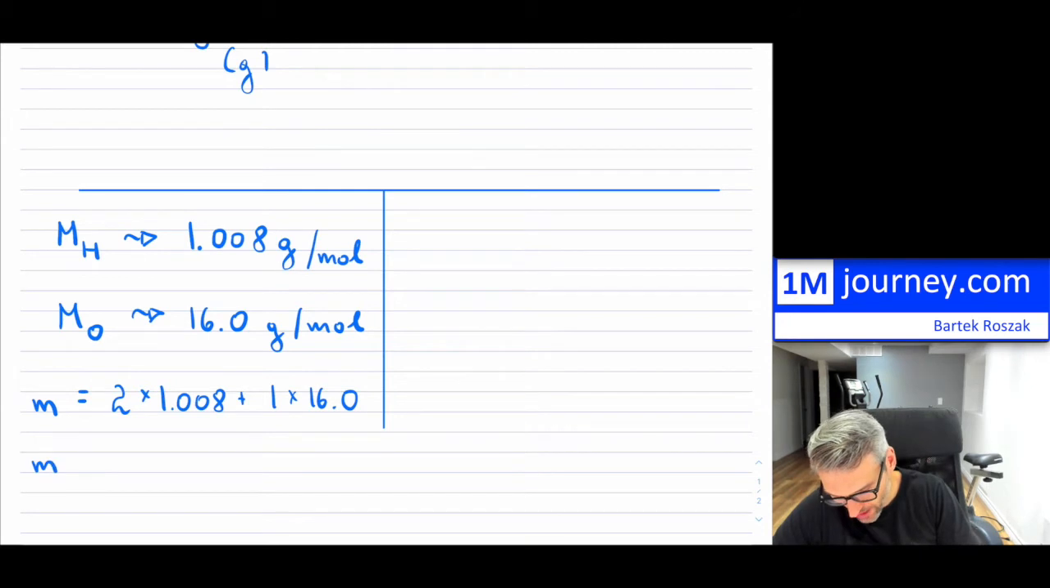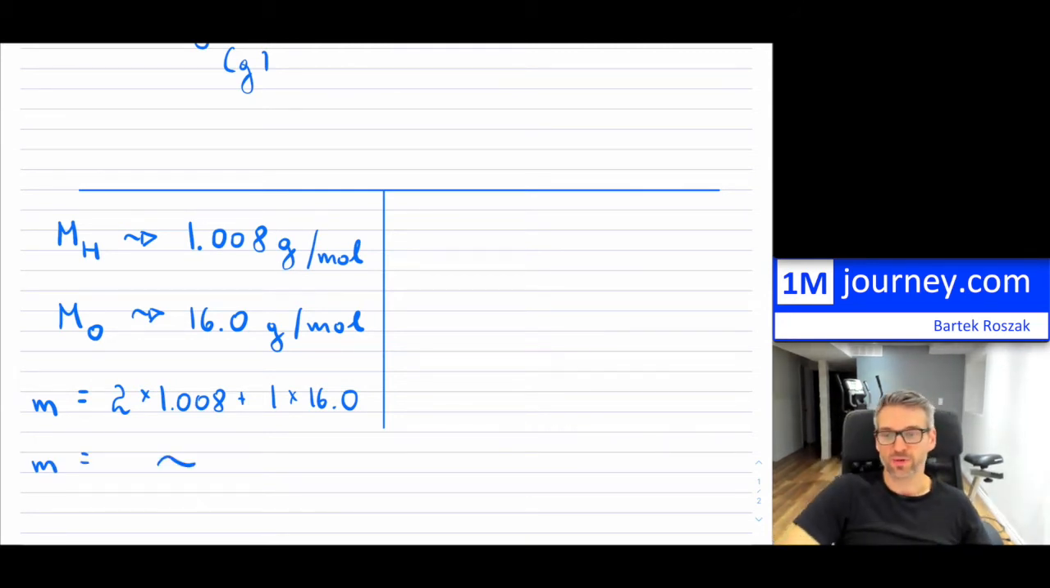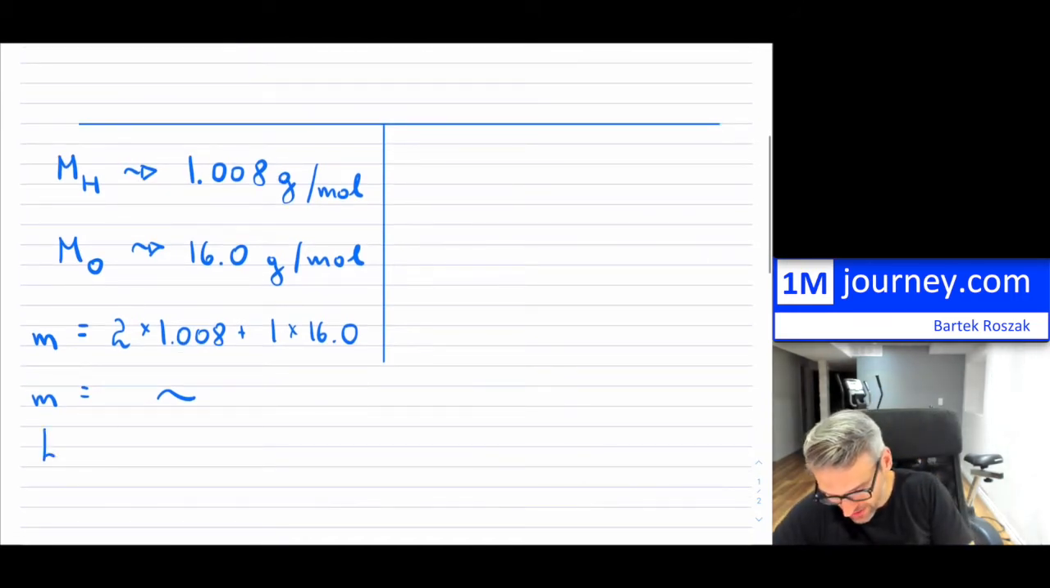And now you can go ahead and compute. I'm going to leave the computation to you, which would be around 18.016 grams in total. Now, this total mass is always given to you.